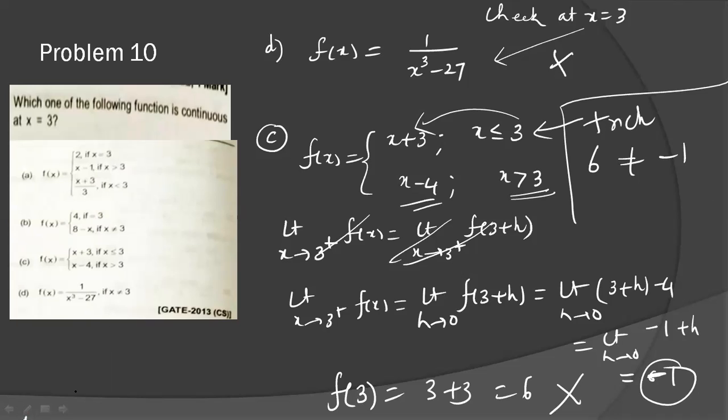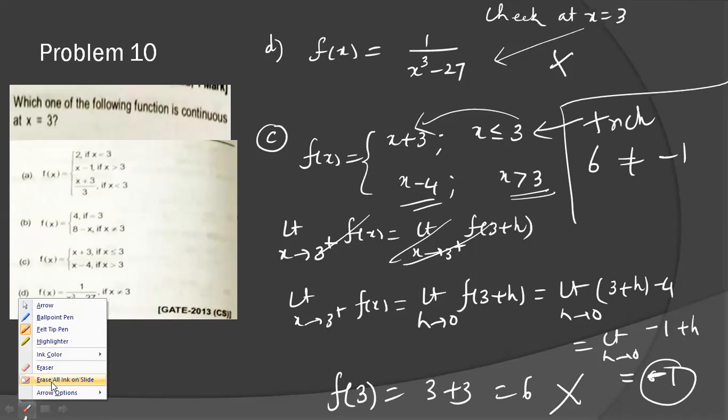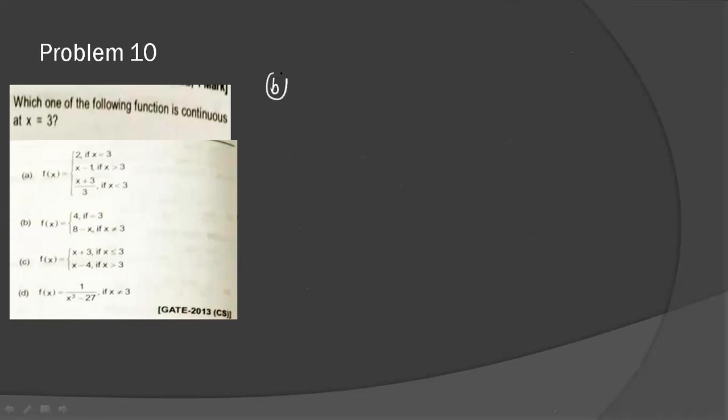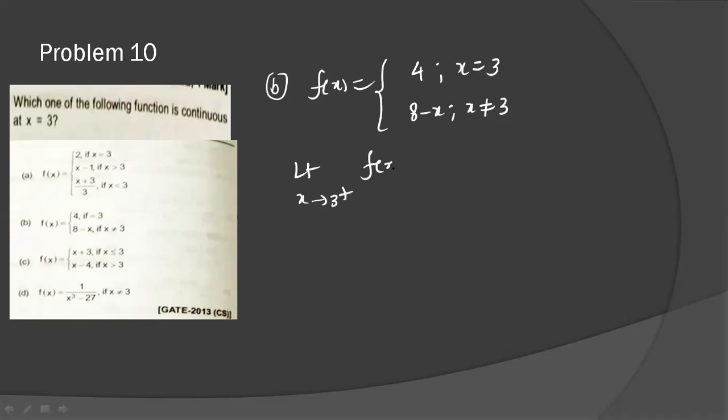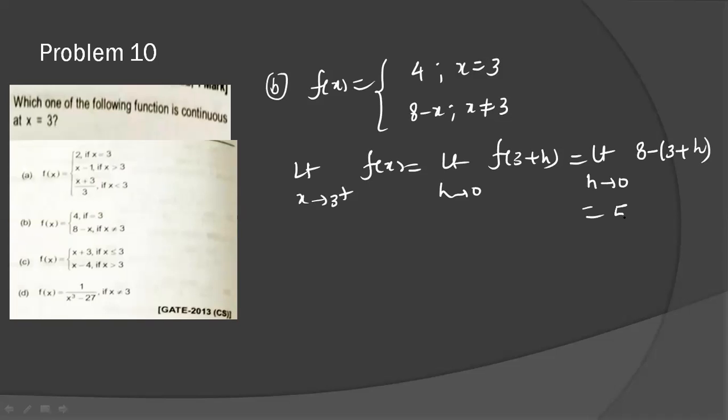What about the B option? If you see the B option here, fx equal to 4 at x equal to 3, and 8 minus x when x is not equal to 3. If you try to find the right hand limit, 3 plus fx, it will be limit h tending to 0 of f of 3 plus h. Here x is not equal to 3, so the function will be 8 minus x, meaning 8 minus 3 plus h. If you apply h equal to 0, it will give you 5.